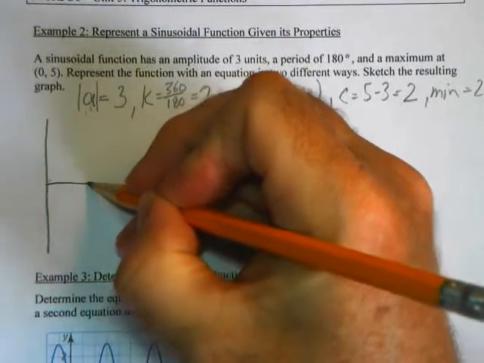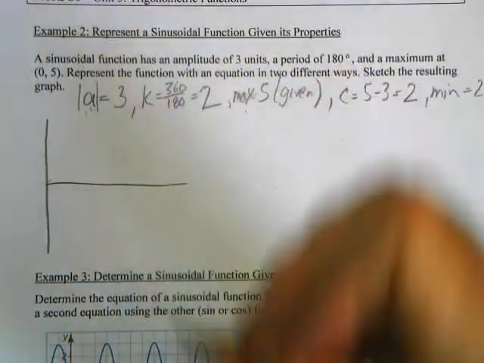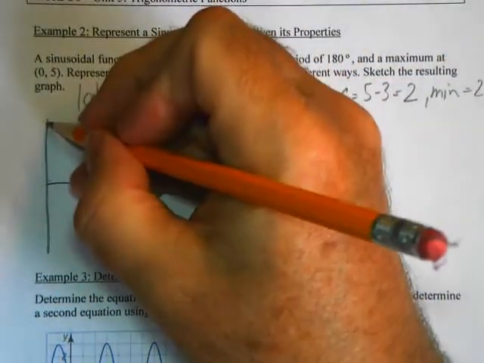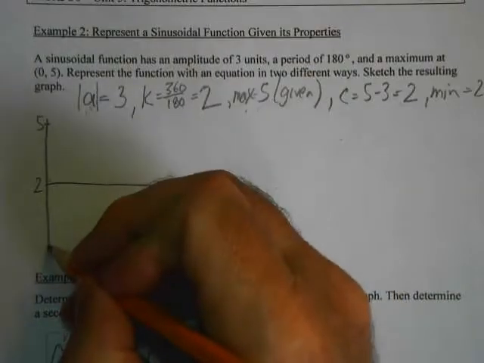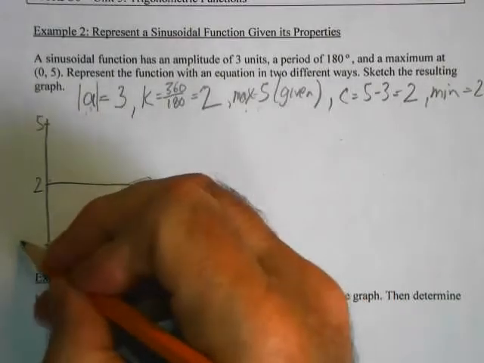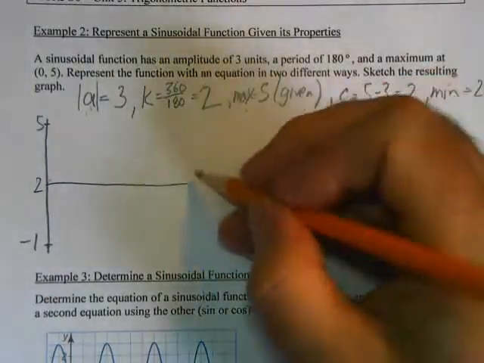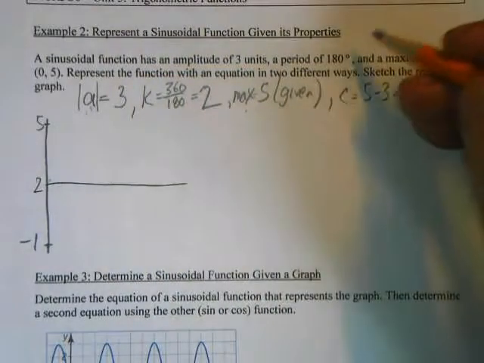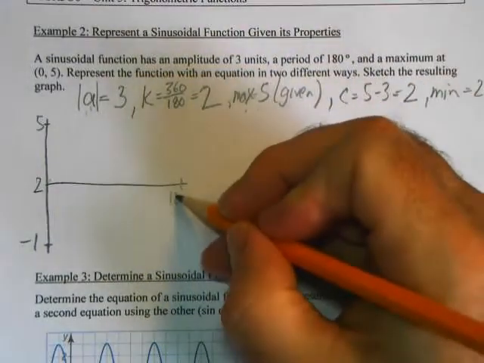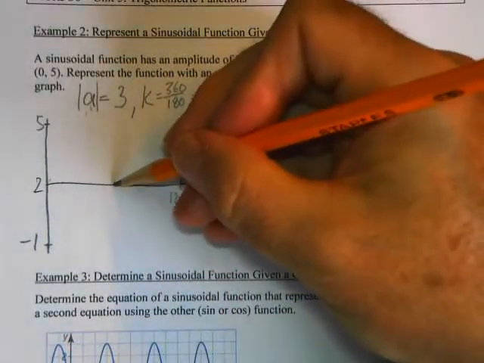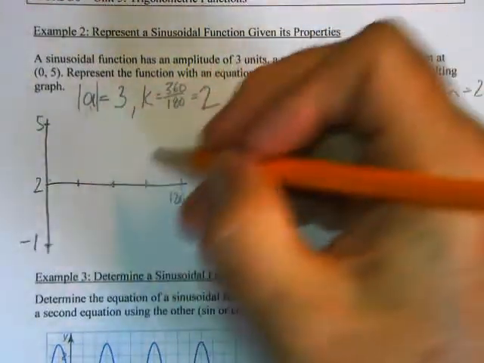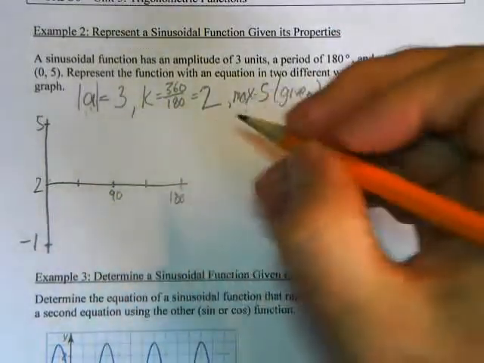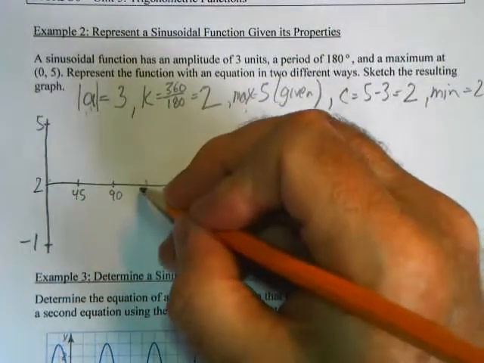I don't have to know which function I'm using yet. I know max is 5, middle center axis is 2, and minimum is negative 1. I know the period is 180. It told us that. So we subdivide the period into 4 quarters. So 90, 45, 135.